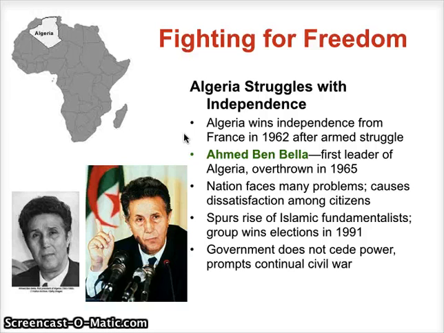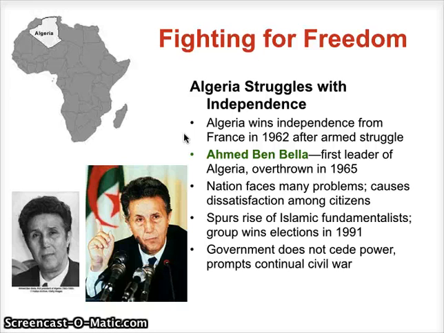Now the French are going to fight Algeria. So Algeria wants independence, but the French are not going to give it to them. After World War II, the million French people who were living in Algeria did not want to share government power with the other Arabs and Muslims in the country.